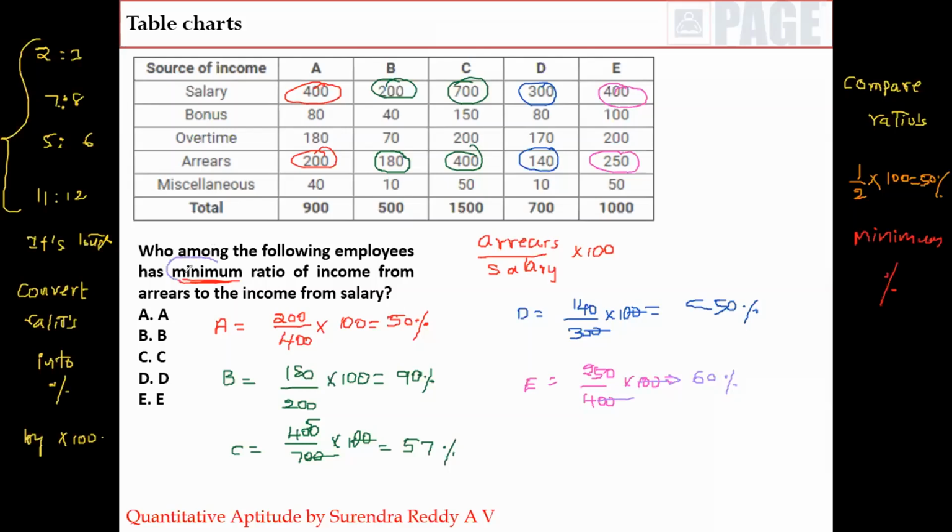Because I want minimum. When A, B, D, E are more than 50 and D is less than 50, then simply I can say without any calculation about D, and that's a minimum ratio, right? Minimum ratio means minimum percentage.